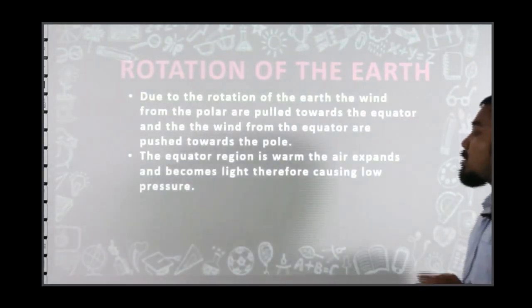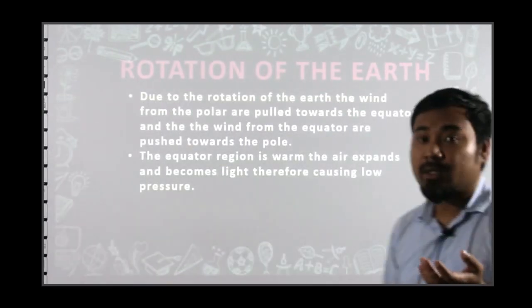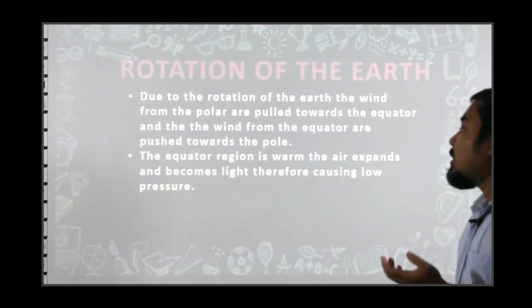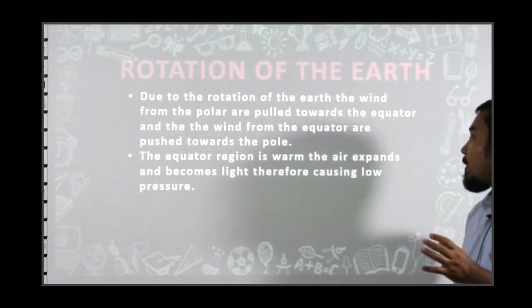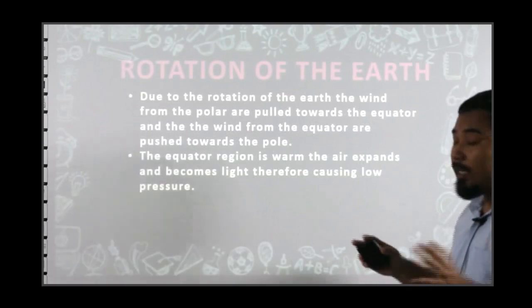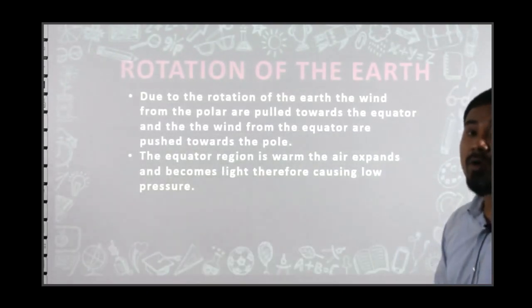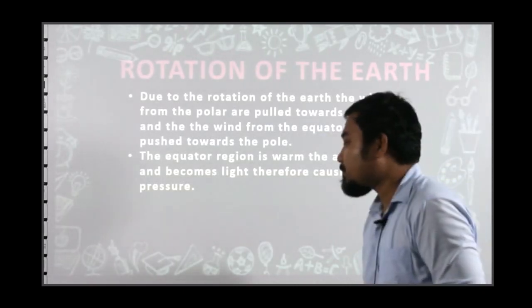The equator region is warm, right? The equator region is what? Your 0 degree latitude. So, it says here, the equator region is warm, the air expands. We have already explained it. When the air gets warm, the air expands and it becomes lighter and it rises up and it causes your lower pressure.